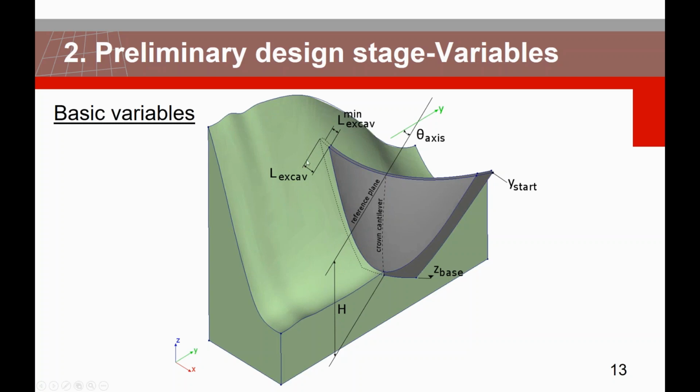And then you have these 2 variables, L excavation and L excavation minimum, which control how deep the dam is inside the rock. And then we're going to have the theta axis, where the theta axis is very important because, as you can see, it can rotate the entire dam around the crown cantilever section. So in this way, for each location, we can define which is the best fitting dam.